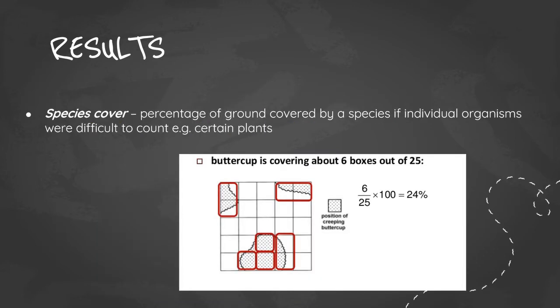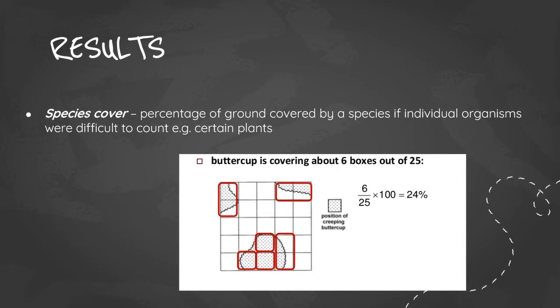So species cover is a percentage of ground covered by a species if the individual organisms were difficult to count. We're going to look at this example with buttercups. So let's see about how many boxes are covered by the buttercups. These two together make about 1. See, we have a little space that this would fill. So this is about 1. This is also about 1. These two boxes together, 1. Same here. These two boxes make about 1 completely covered box.